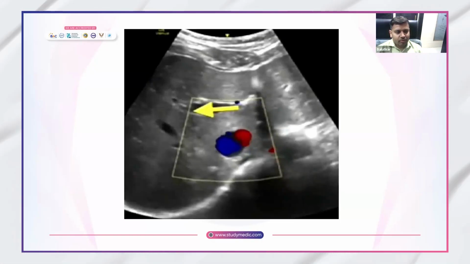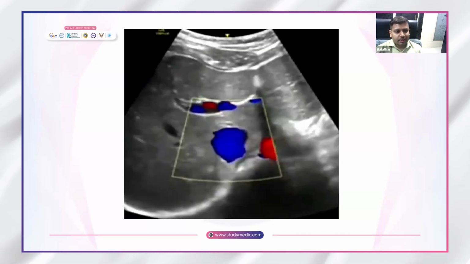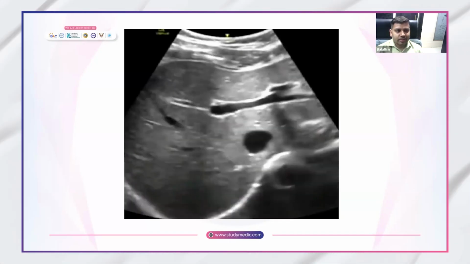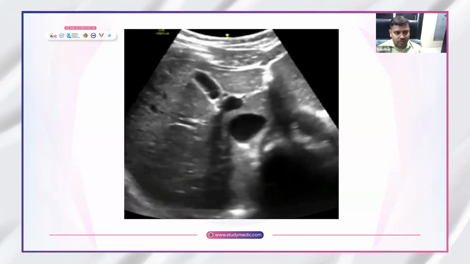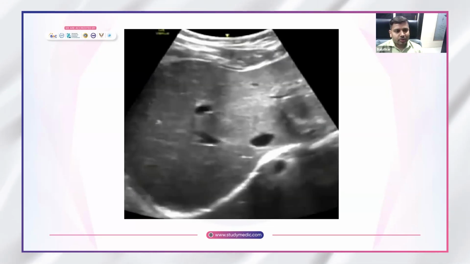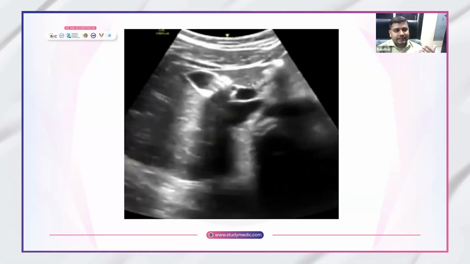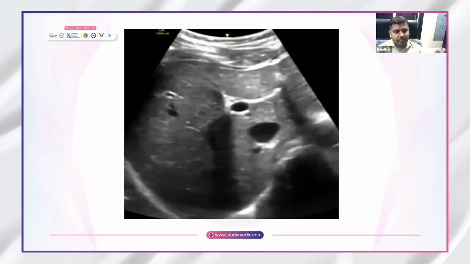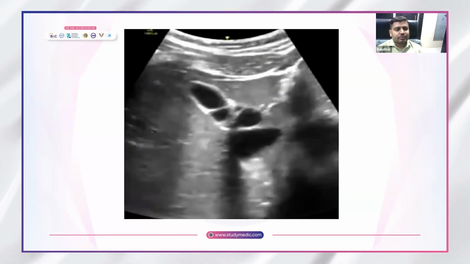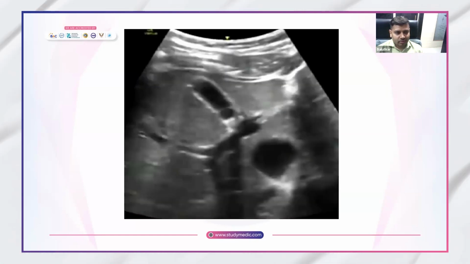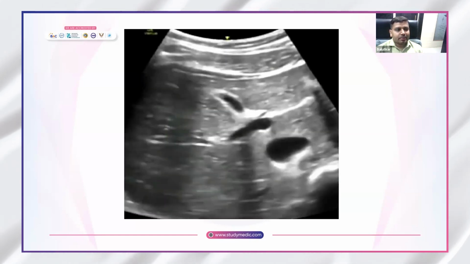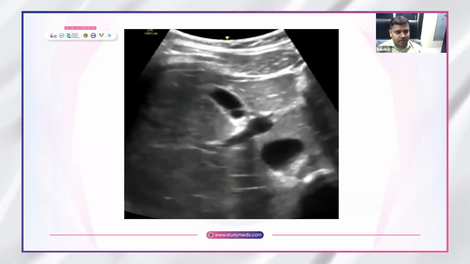Similarly, we can see the portal vein over here. The segments which are above the level of the portal vein in the left lobe of the liver are segments 2 and 4A. In the right lobe, above the level of the portal vein, they are segments 7 and 8. While in the left lobe of the liver, the segments which are below the level of the portal vein are segments 3 and 4B. And in the right lobe, there will be 8 and 5.